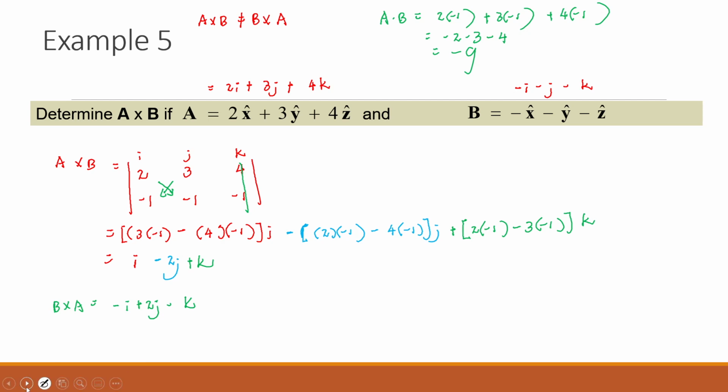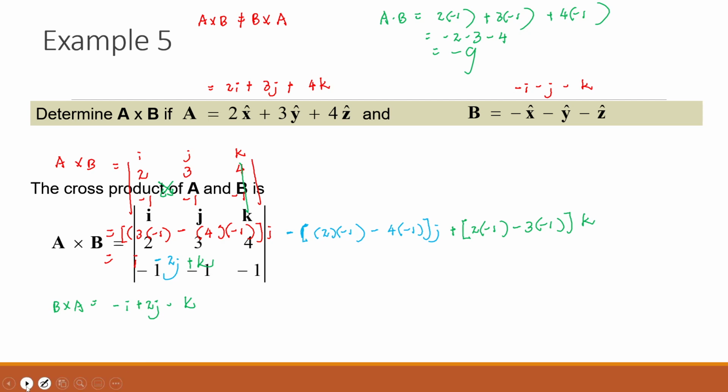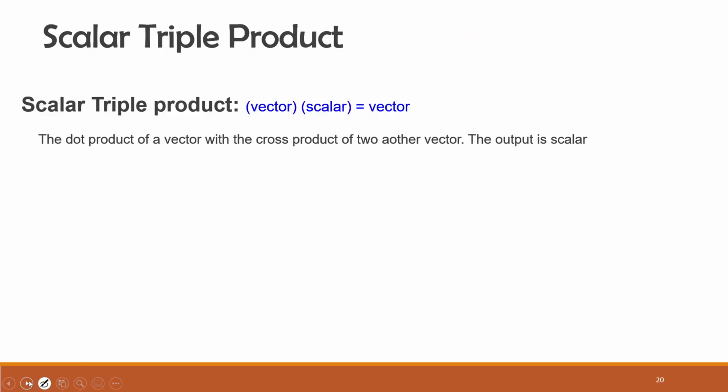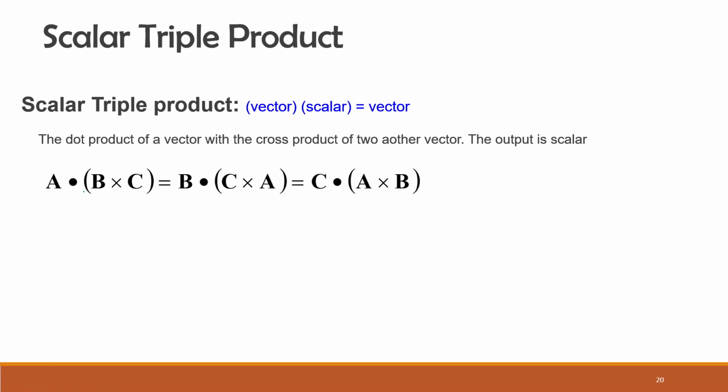Okay, good. I think the next example. Correct. So -1, 1, -2k. This is the scalar triple product. A dot B cross C is equal to B dot C cross A, equal to C dot A cross B.